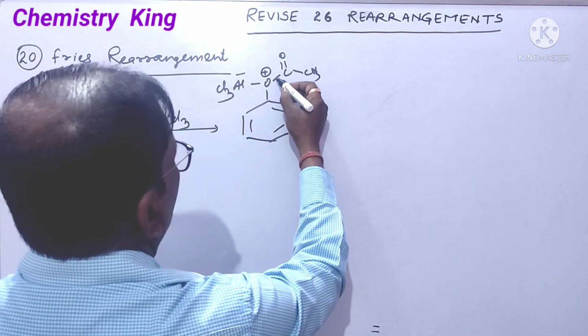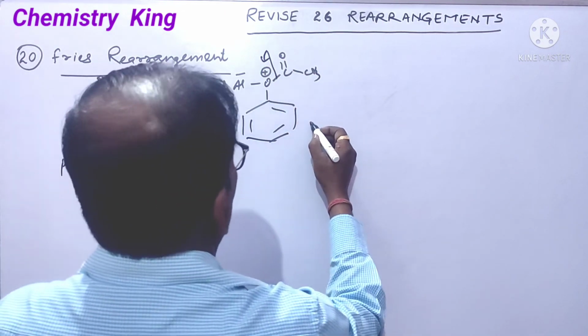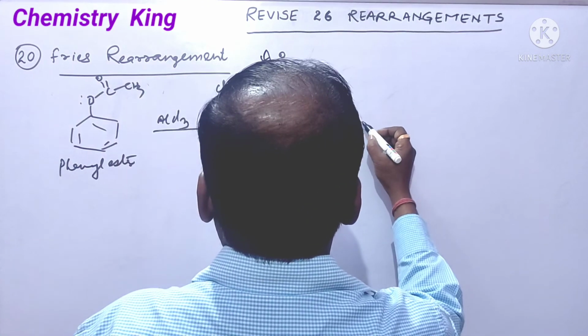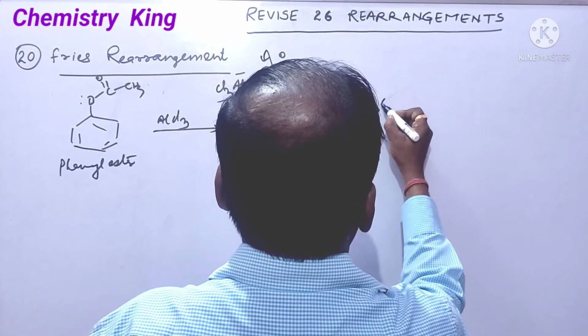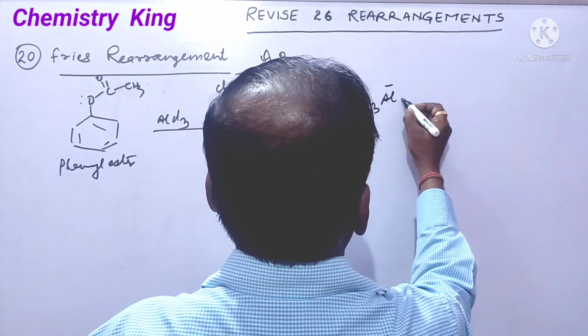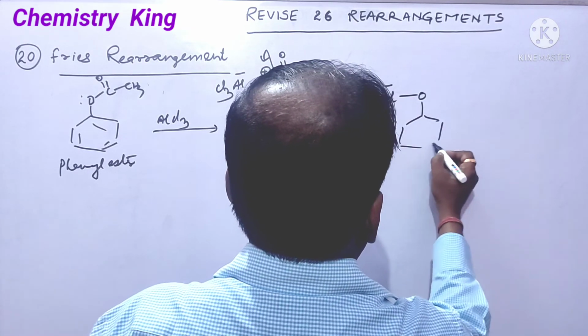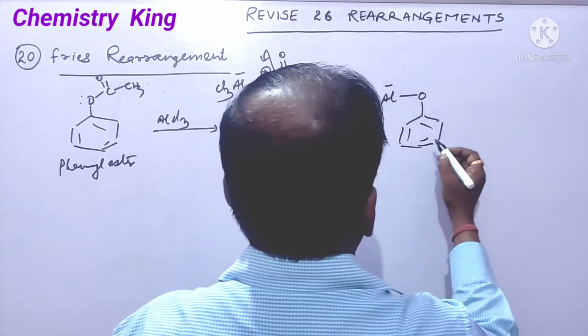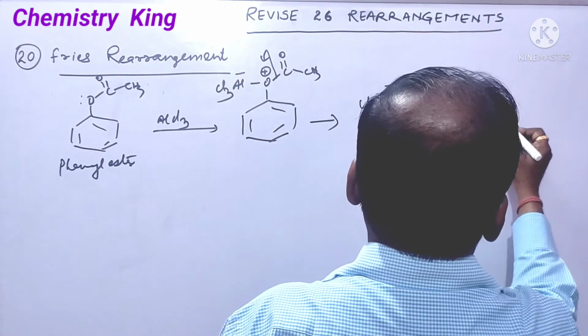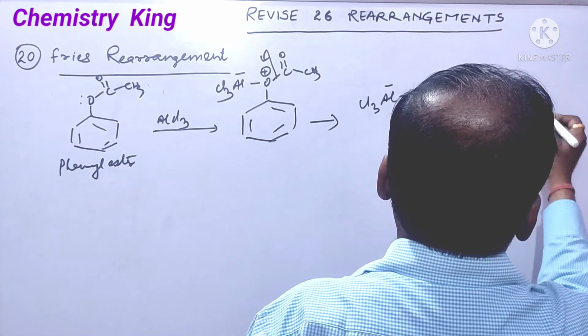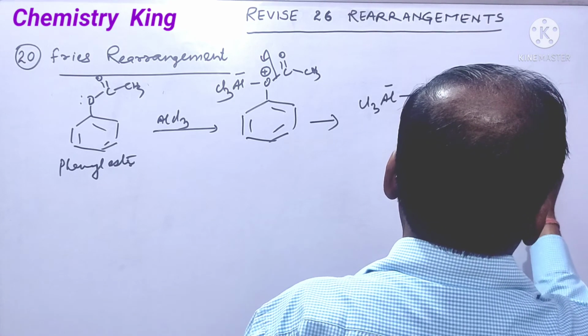Now this bond will break in this fashion and you will get Cl3Al minus O, this, and CH3 C double bond O positive charge. It is an electrophile.